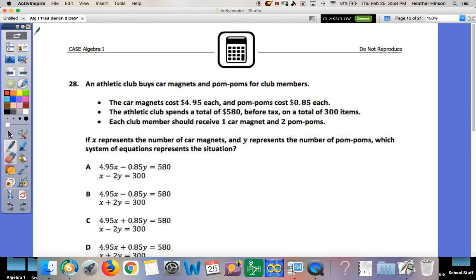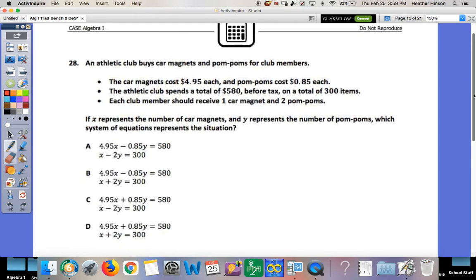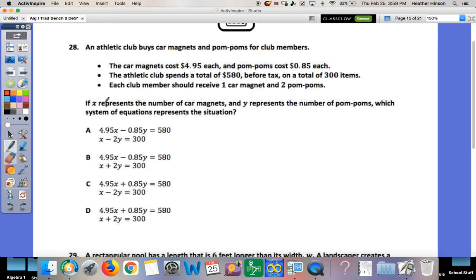28. An athletic club buys car magnets and pom-poms for club members. The car magnets cost $4.95 each, and the pom-poms cost 85 cents each. The athletic club spends a total of $580 before tax on a total of 300 items. Each club member should receive 1 car magnet and 2 pom-poms. If X represents the number of car magnets and Y represents the number of pom-poms, which system of equations represents the situation? So we know X is the magnets and Y is the pom-poms.